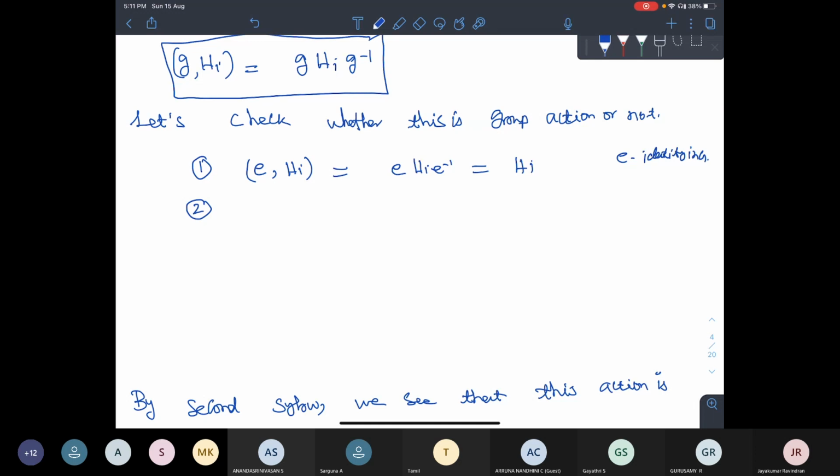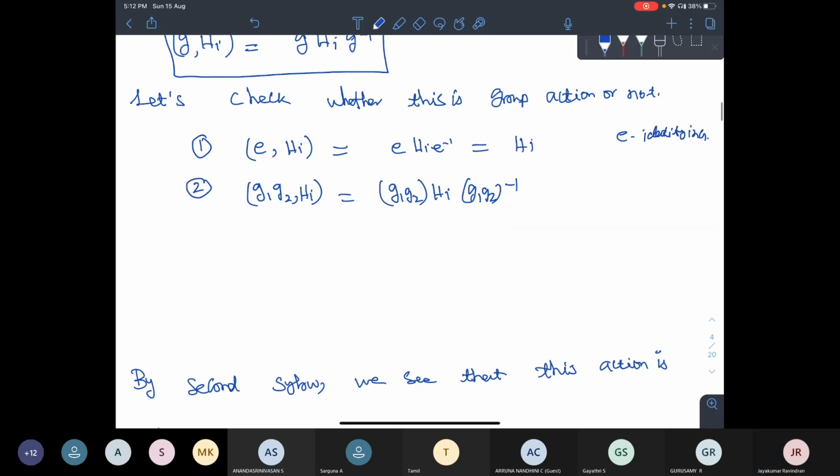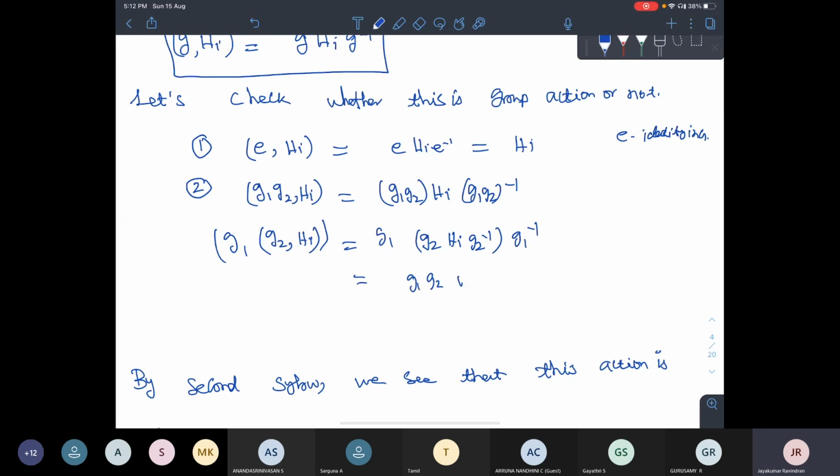The second thing: (G1 G2) H1 is nothing but G1 G2 H1 (G1 G2) inverse. So let's do first G2 H1 G2 inverse, then G1 (G2 H1 G2 inverse) G1 inverse, which is the same as G1 G2 H1 G2 inverse G1 inverse, by the reversal law of the group action.